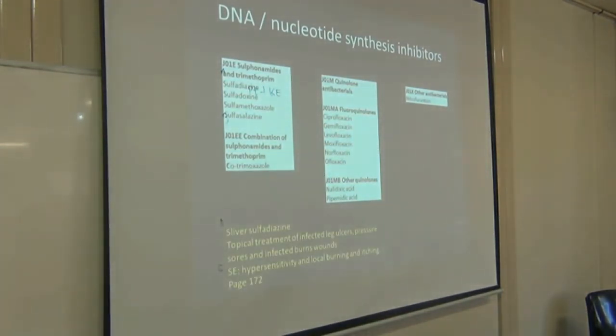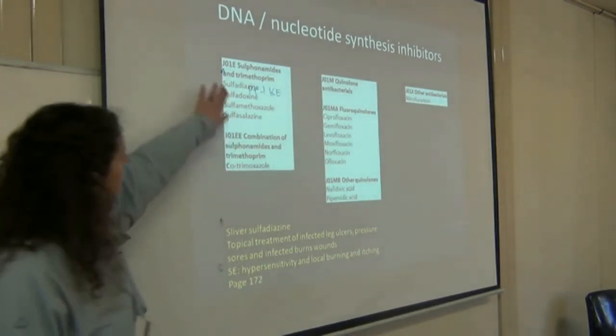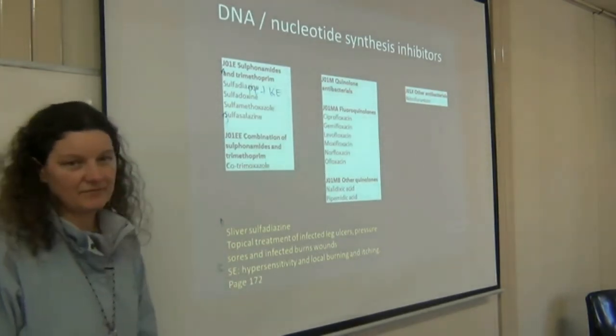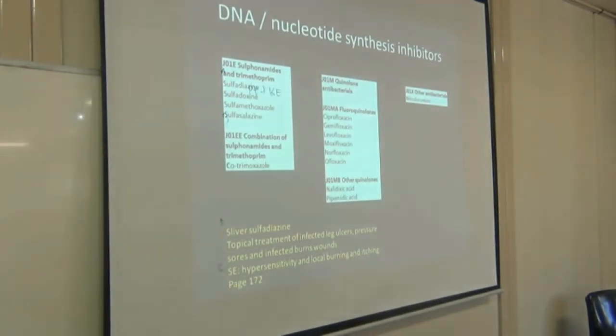Just a note there for our topical antibiotics. Under our sulfonamides, we've got silver sulfadiazine, which is often used in the treatment of burn wounds. If you've ever been in the burn wound unit, you would have seen it used. And also for leg ulcers.